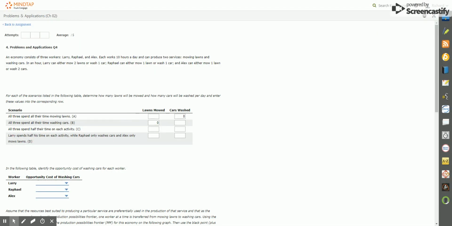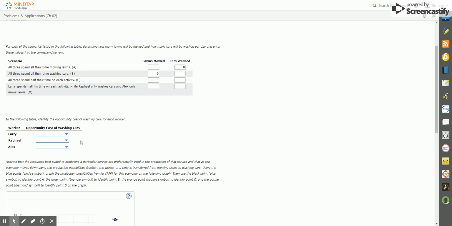I do something similar for option C, right? C says they spend half their time on each activity. So I figure that out again using the same technique, but here instead of 10 hours for each activity, it would be half, so 5 hours for each activity. And then do something similar for D. Just read this through and work through to figure out how many lawns mowed and cars washed. From that, I'm going to go in and figure out the opportunity cost down here, which is what this part is asking for each of them.